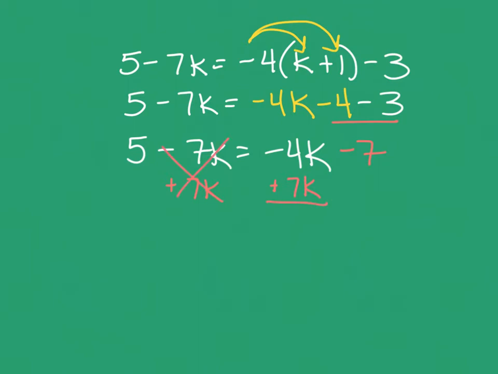That's going to give me, so I owed $4 and I have 7. I'm still going to have money left. I'm going to have 3k's. Now I'm positive. I didn't do anything with that -7. I'm just going to bring it down. I didn't do anything with that 5. I'm just going to bring it down.